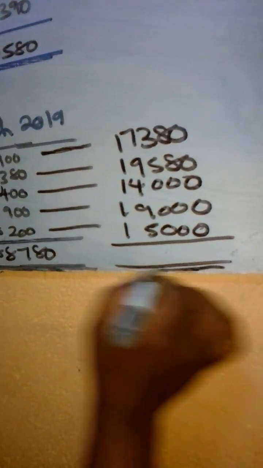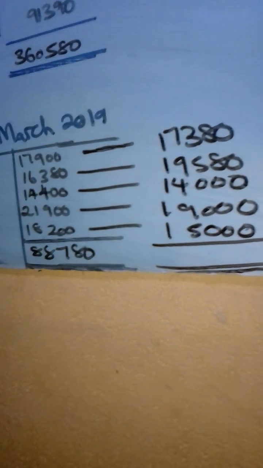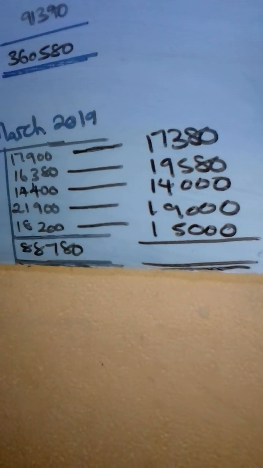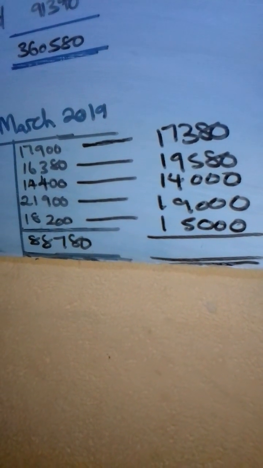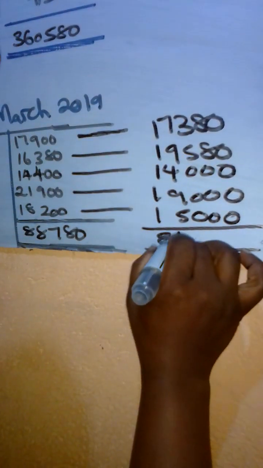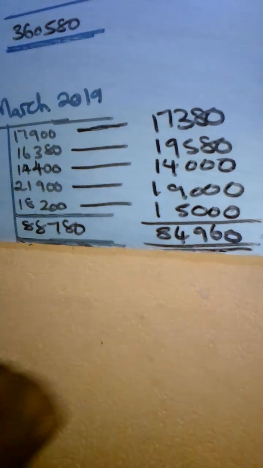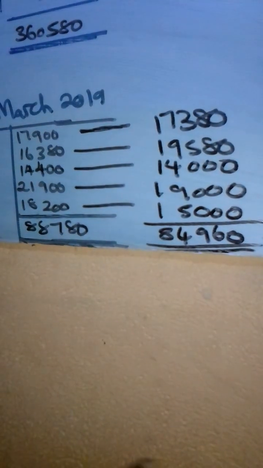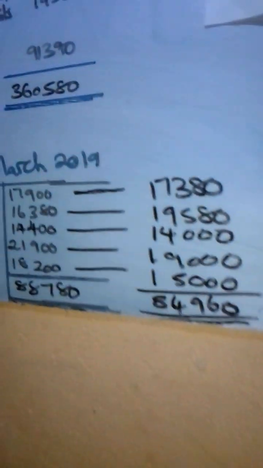Okay, let's add everything. When we add everything that we have on the creditors list, we are going to remain with something like, let's go to our calculators, 84,960. Okay, this is our total for the list of debtors. Now let's go back here.